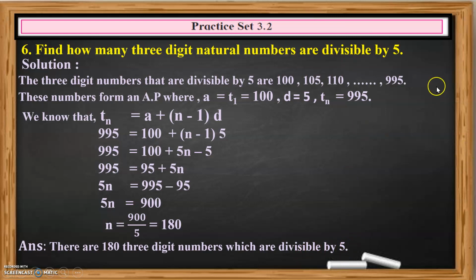Okay students, see again, I am repeating: 100, 105, 110 and so on up to 995. So the next number would be 1000. 1000 is not a 3-digit number, so we have to stop here at 995.